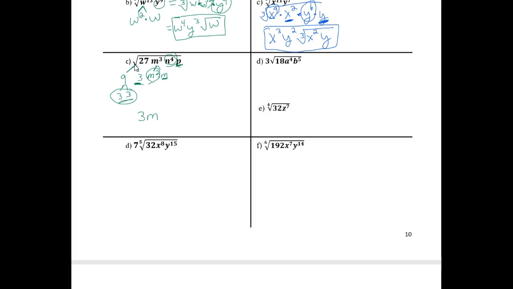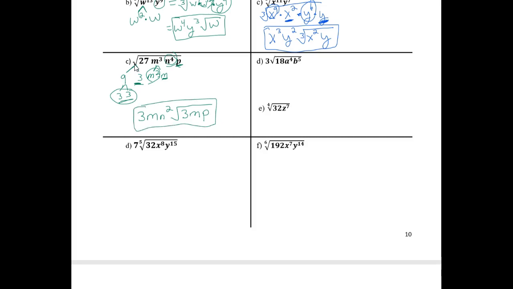N to the 4th. The square root of n to the 4th, I take 4 divided by 2, which gives me 2. So n squared. The square root of n to the 4th is n squared, because n squared times n squared gives me n to the 4th. Now I look at anything that didn't make it out of the radical. I had a 3, an m, and a p.